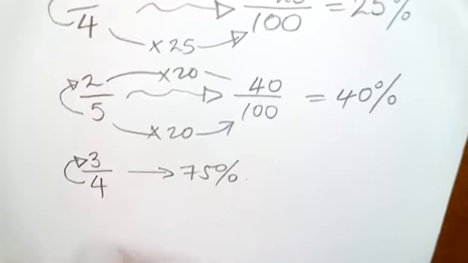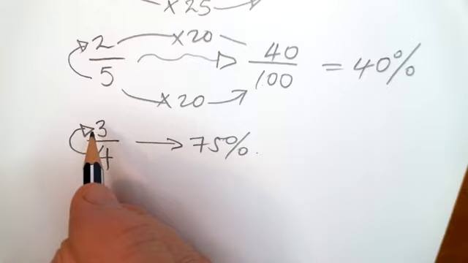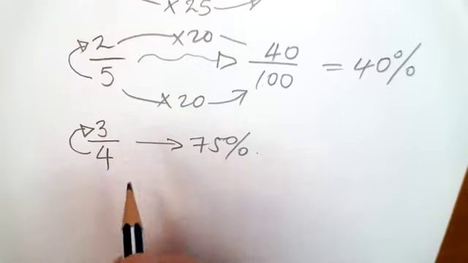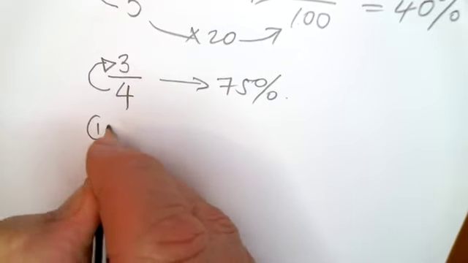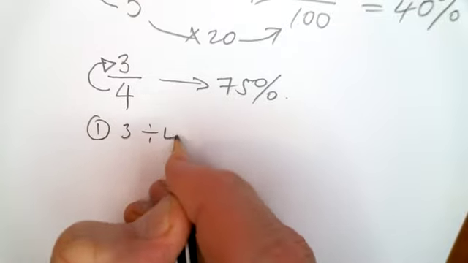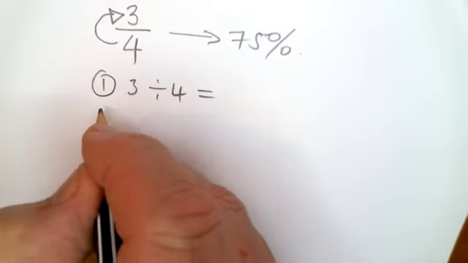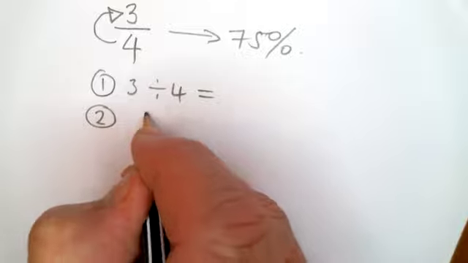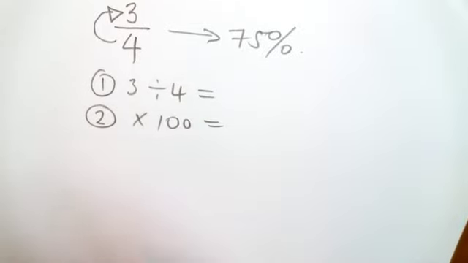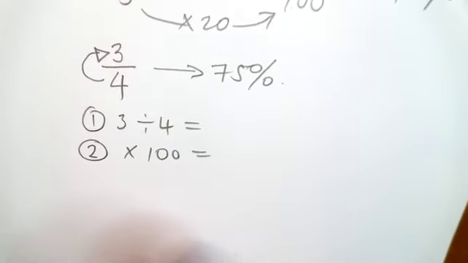So the steps are: step 1, divide the top number by the bottom number. I get 3 divided by 4 equals. Step 2, times 100 equals. And that gives us our answer.